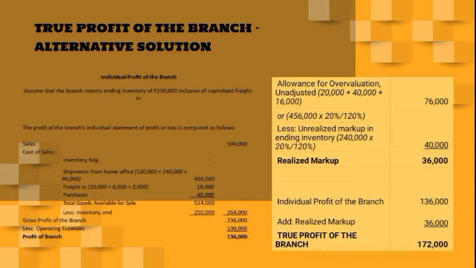That is to compute for the realized markup. So once we are done with computing for the realized markup, then it would be easier for us to determine the true profit of the branch. So how to get the realized markup? In the home office book, we recorded the allowance for overvaluation account, right? These accounts were credited along with the shipments to branch. Now we can compute it since these are given under provided transactions. So just go back to the journal entries para malaman natin yung mga amount. That would be 20,000 plus 40,000 plus 16,000, total of 76,000.